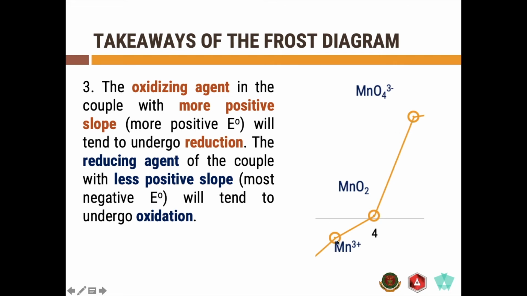You see here that for the Mn3+ MnO2 couple, the slope is positive, but it is not that high as compared to this one. So you can say that Mn3+ will tend to undergo oxidation to form MnO2. On the other hand, your MnO2 MnO4 3- couple has a more positive slope, as you can see from this line here. So you can say that MnO4 3- will tend to undergo reduction, making MnO4 3- an oxidizing agent of the couple, and in this case, Mn3+ acts as the reducing agent of the couple.